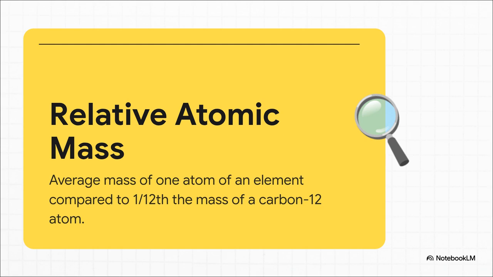Instead of trying to find the actual mass, chemists came up with a brilliant workaround, a relative scale. They just picked one atom, carbon-12, and set it as the standard. Now everything else is just weighed in relation to it. It's kind of like saying a bowling ball is 16 times heavier than a baseball without ever needing to know the exact weight of the baseball in grams.